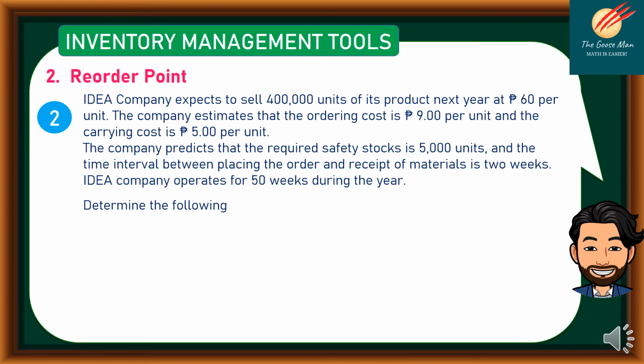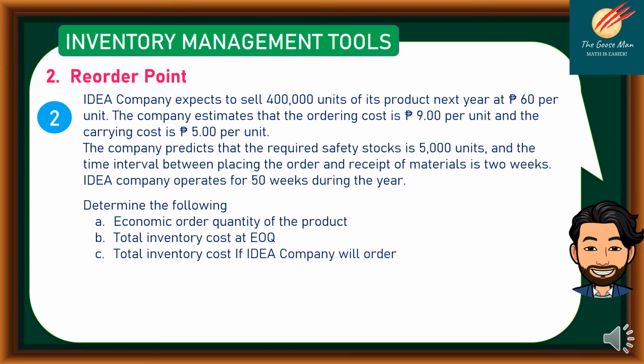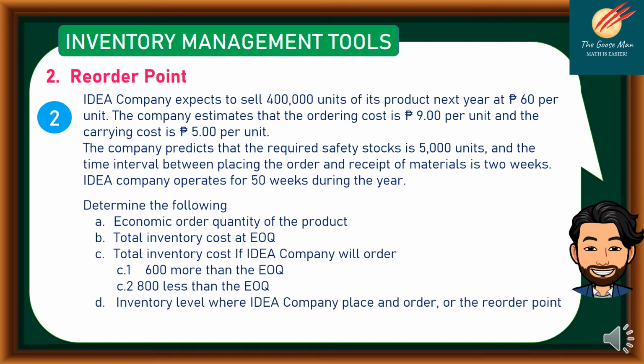So we would like to determine the following: the economic order quantity of the product, and the total inventory cost at EOQ. C is the inventory cost if IDEA company will order 600 more than EOQ, and the other one is 800 less than the EOQ. Then we have the inventory level where IDEA company places an order, or the reorder point. And finally, the estimated number of orders to be made during the year.